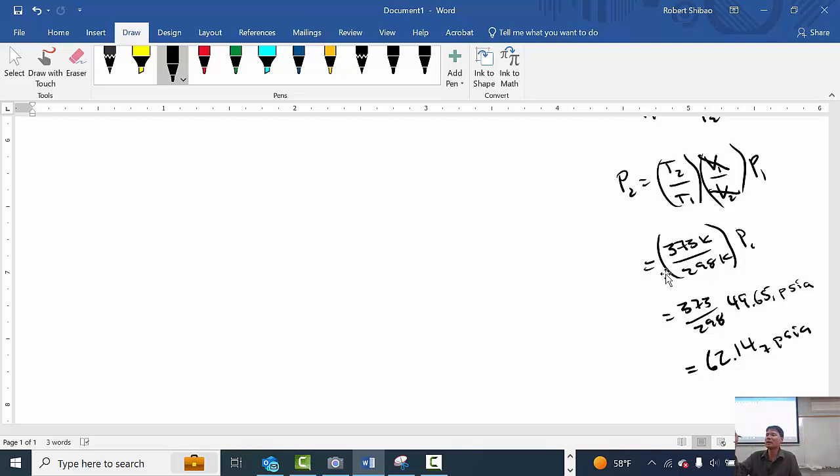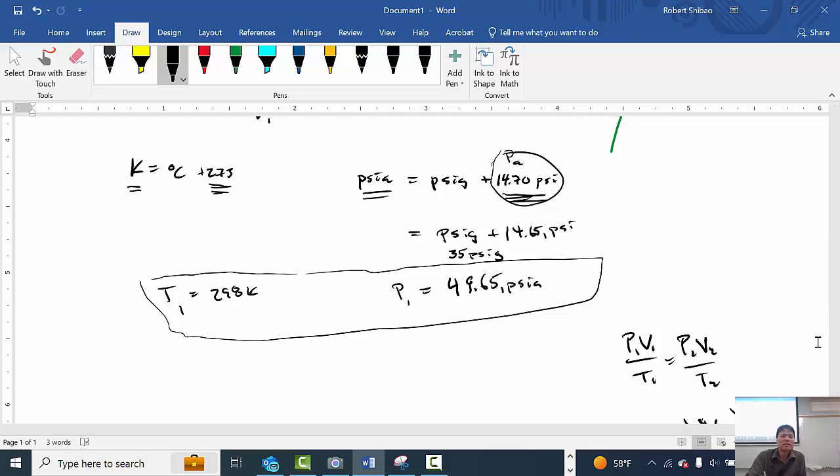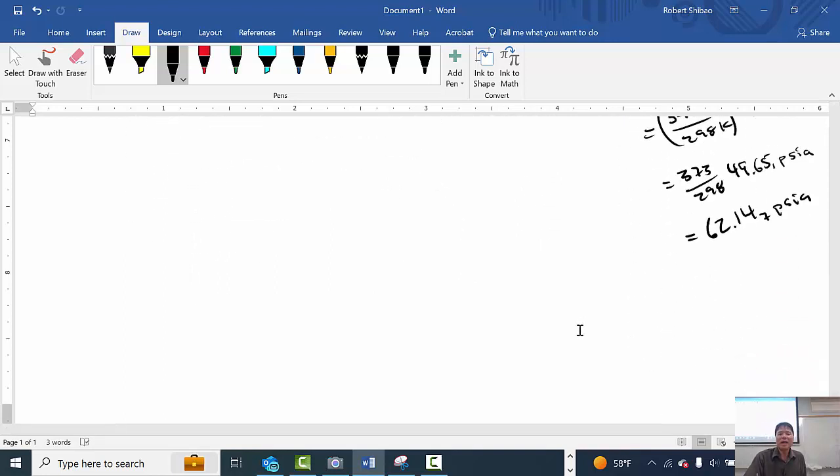No, our gauges don't measure that because they're calibrated to read 0 when the pressure is the same as atmospheric pressure. So how do we go from Celsius to Kelvin? We use this equation. But how do we go from Kelvin to Celsius? We subtract 273. Well, how do we go from PSIA to PSIG? We subtract. PSIG is equal to PSIA minus PA, the atmospheric pressure, which is going to be 14.651.